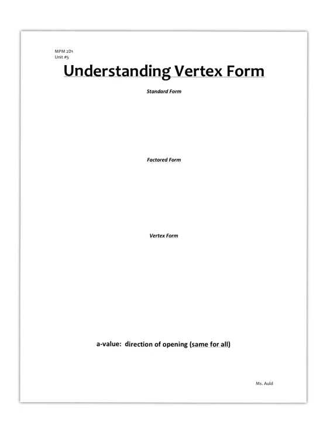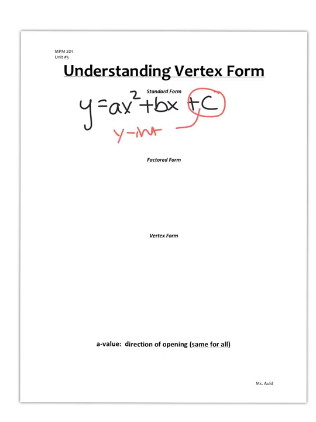Hi, grade 10s. So we're going to look at another form of a parabola. The forms that we know so far is our standard form. So standard form is y equals ax squared plus bx plus c. From this form, we can find the y-intercept, which is going to be our c value.